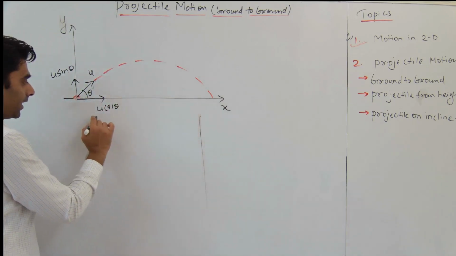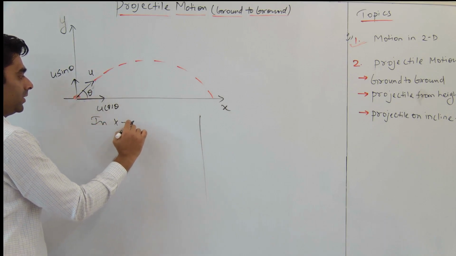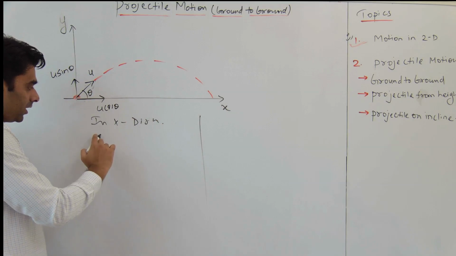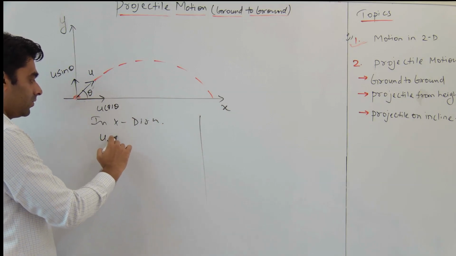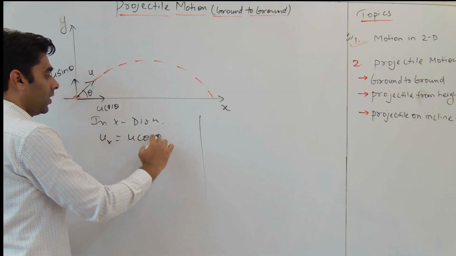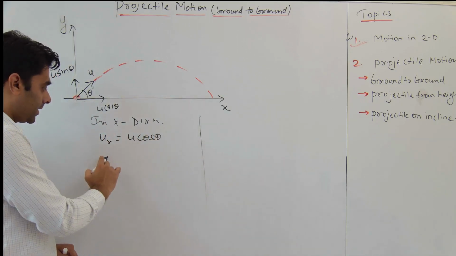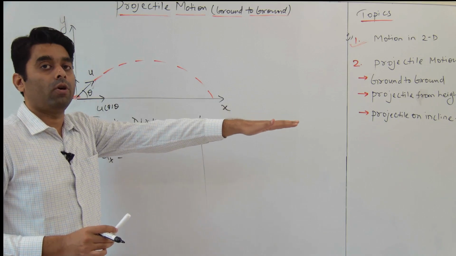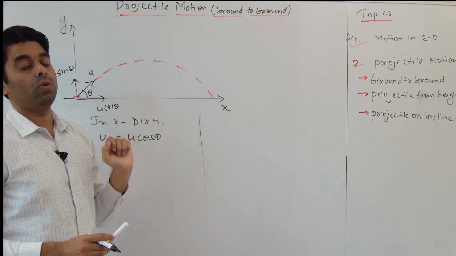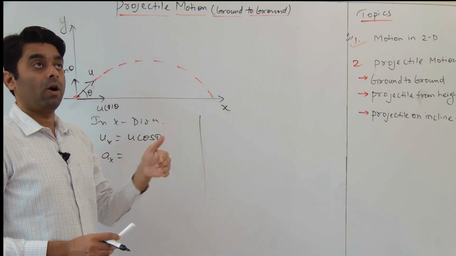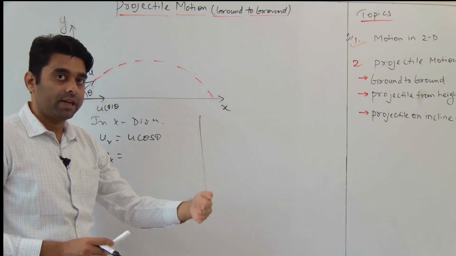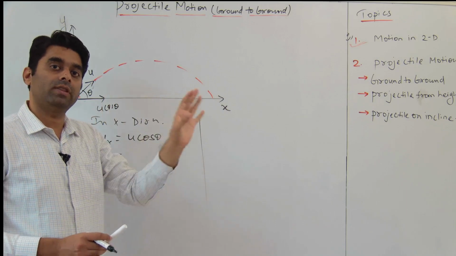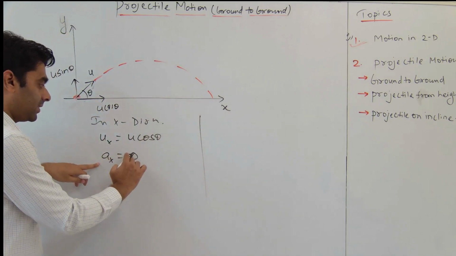So in x direction, what is your initial velocity? Initial velocity in x direction is u cos theta. What is your acceleration in x direction? Now the thing is that there is no force acting in horizontal direction. Whenever a particle is thrown from ground, the force mg is acting vertically downward. There is no force in horizontal direction. If no force, therefore in x direction acceleration is 0.